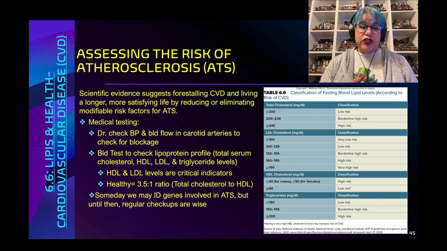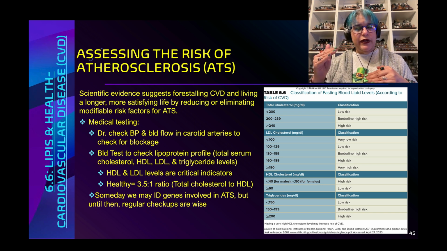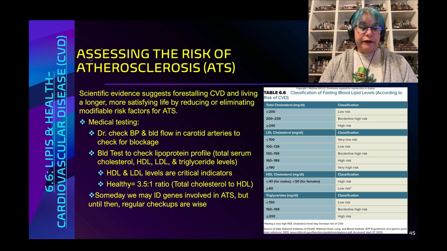Basically, we're looking at our HDL, our cholesterol, our LDL, our triglyceride levels. HDL and LDL levels are going to be critical indicators. If you have high HDL and low LDL, that's probably going to be a good thing. But if you have really, really high LDL and low HDL, that's not. Healthy ratio is going to be about 3.5 to 1 total cholesterol to your HDL.